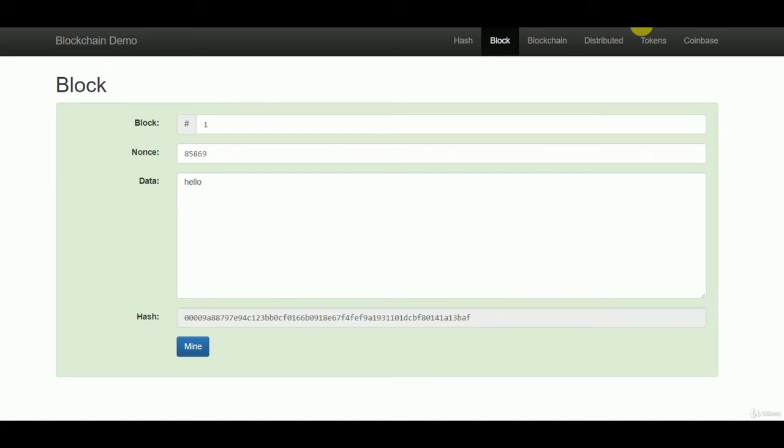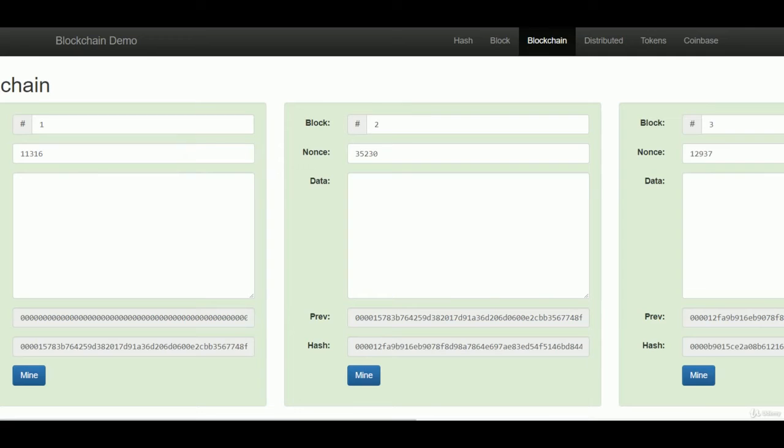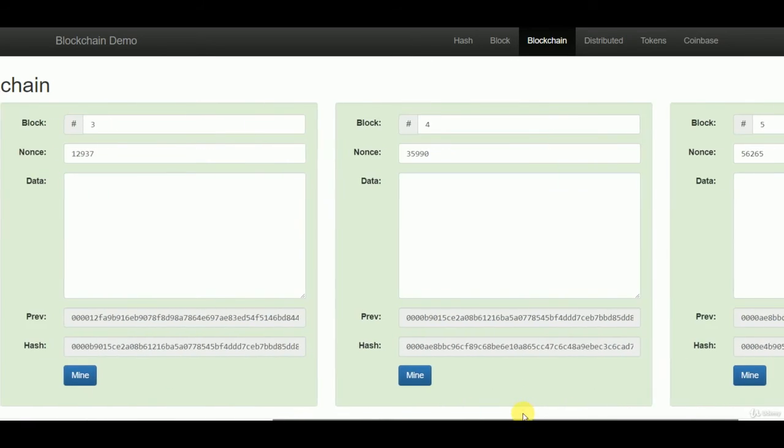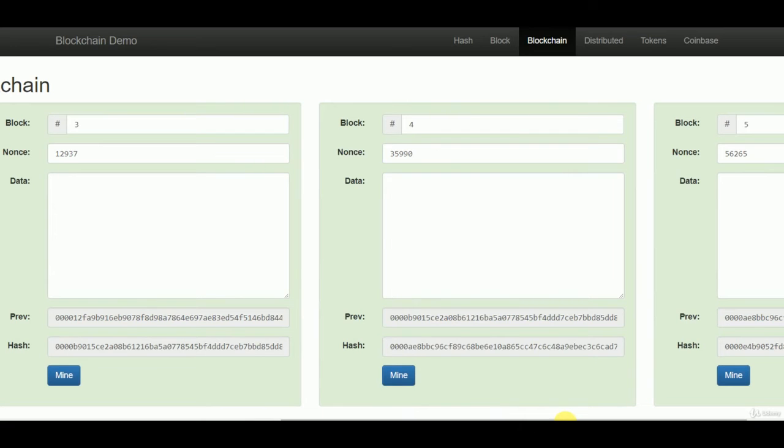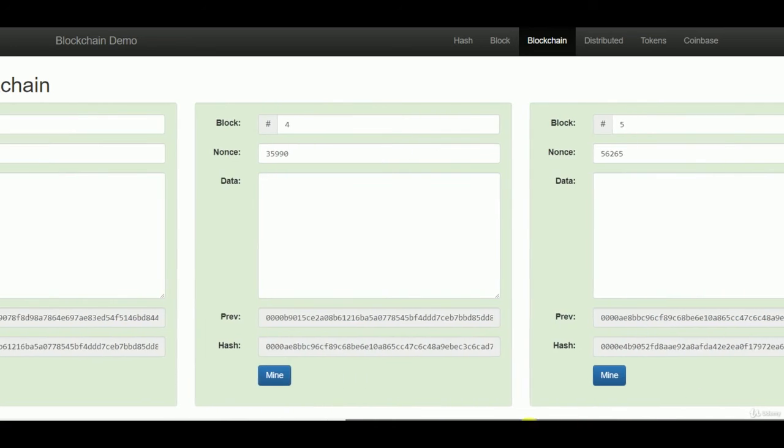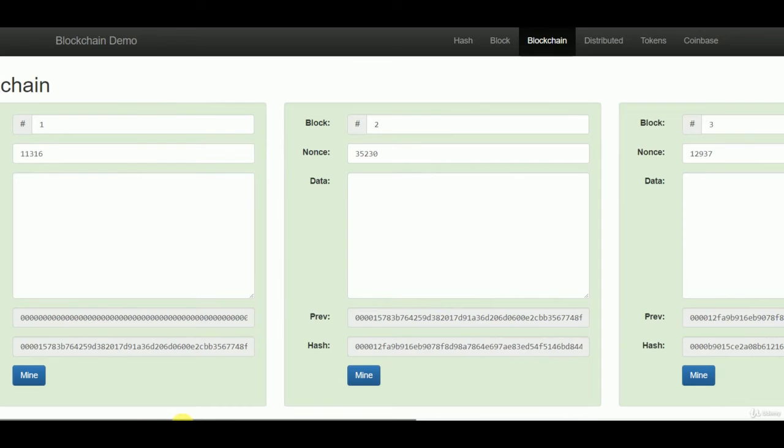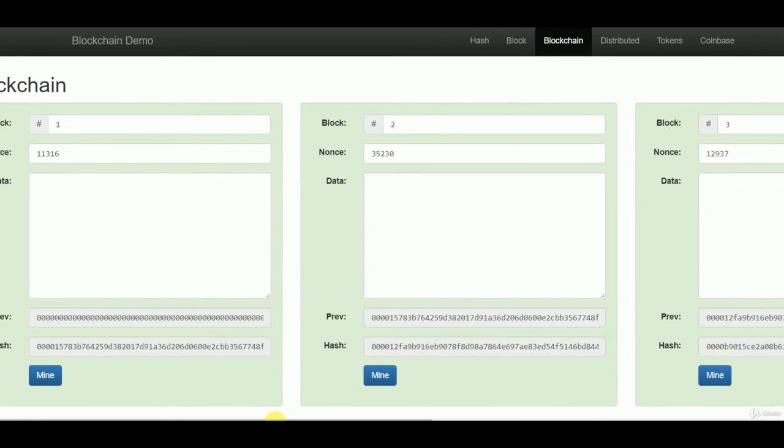Now let's see how the blockchain is, how the chain is being created. So this is block number 1, 2, 3, like that. In this demo they have created 5 blocks, I think. Yes, they have created 5 blocks. The reason is that this is just a demo, they want to make sure that everyone understands it. So that's why they have created something like this.